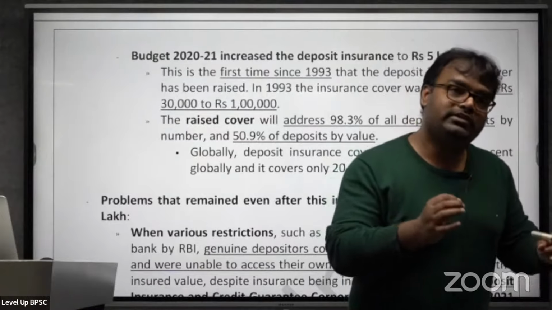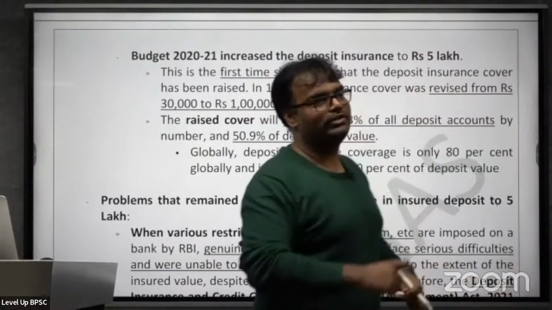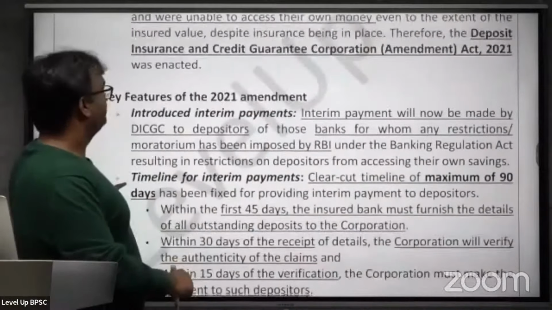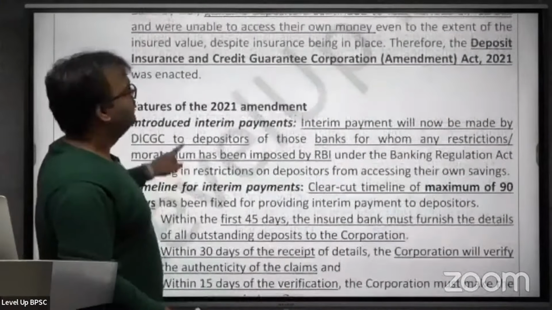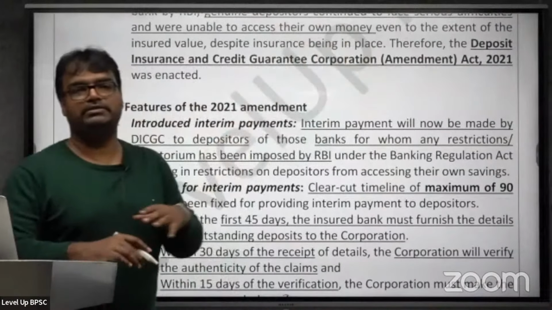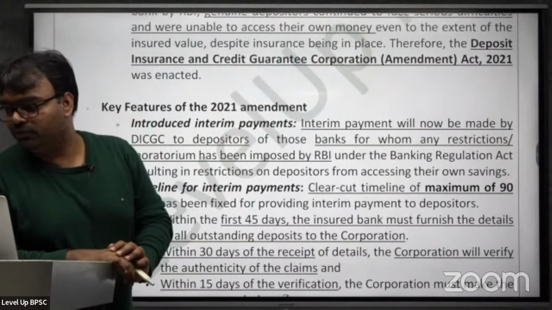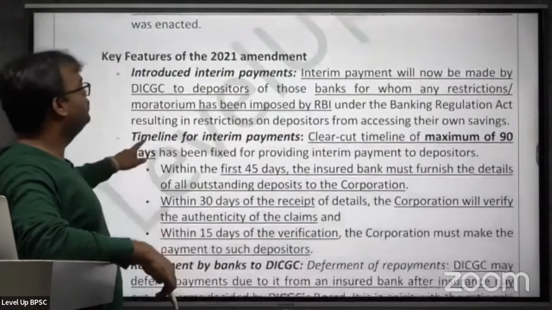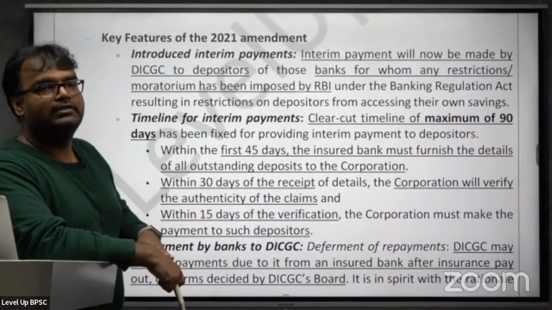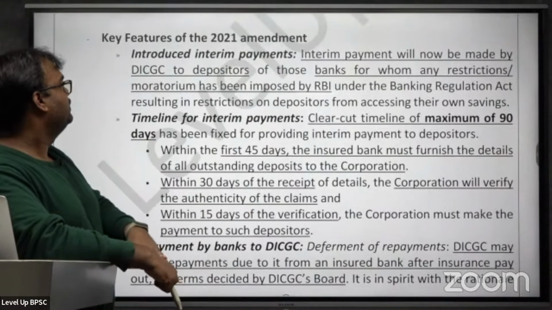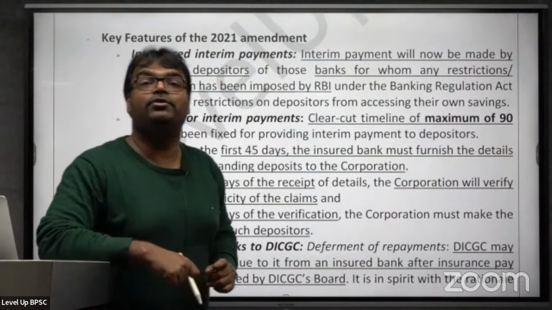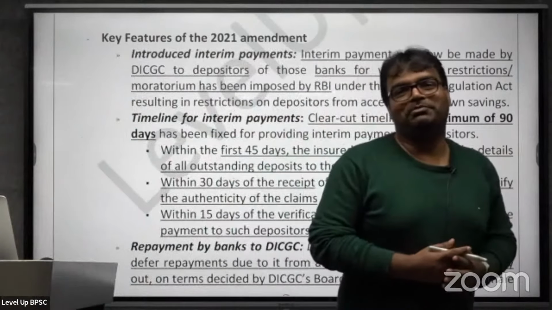So to deal with this situation, in 2021, the Deposit Insurance and Credit Guarantee Corporation Amendment Act was passed. What did this amendment do? The first thing that this amendment did, it introduced interim payments. That is, Deposit Insurance and Credit Guarantee Corporation will give me my 1 lakh rupees.